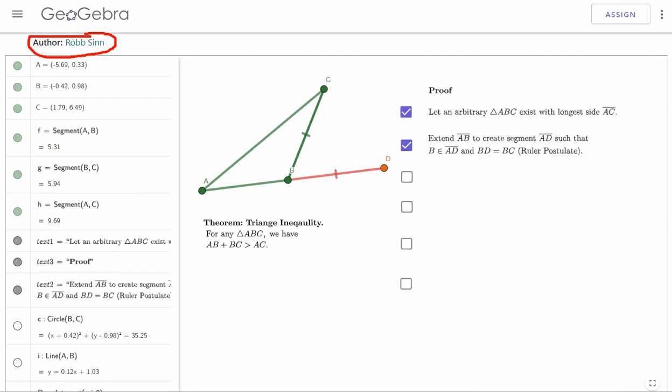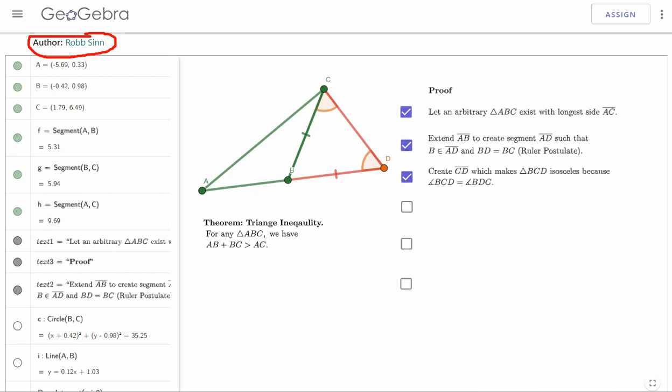So we're going to extend one of the shorter sides of the triangle, AB. We're going to extend it to a point D in such a way that these three points, A, B, and D, are collinear, and that the distance BD is equal to the distance BC. Now we're using the ruler postulate to accomplish this. That's our warrant. Every theorem statement, you have a statement and you have a justification, right? And my justification here is the ruler postulate. We'll go over those more in depth in later videos.